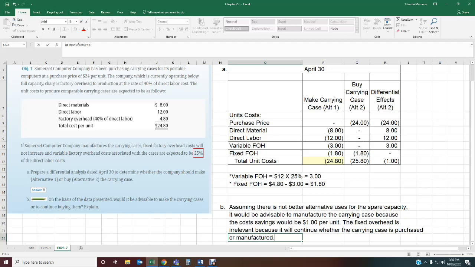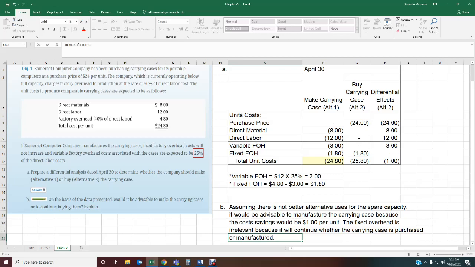When we're analyzing the information, we know that it's cheaper for us to make the case. We'll spend $24.80 versus $25.80, so we're going to have a cost savings of $1. The fixed overhead is irrelevant because it will continue whether the carrying case is purchased or manufactured. Regardless of whether you make or buy the case, you're going to spend $1.80 in fixed overhead cost. Looking at the scenario, once again, it's a better option to make the case.